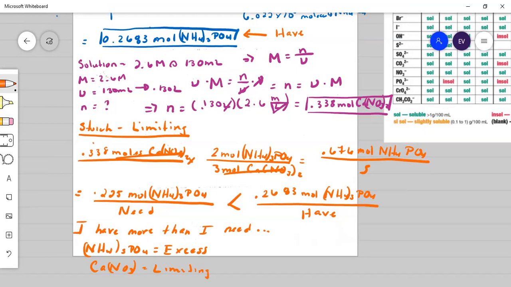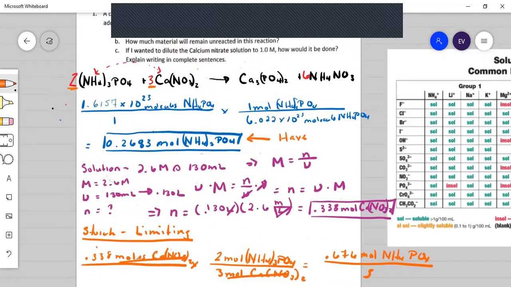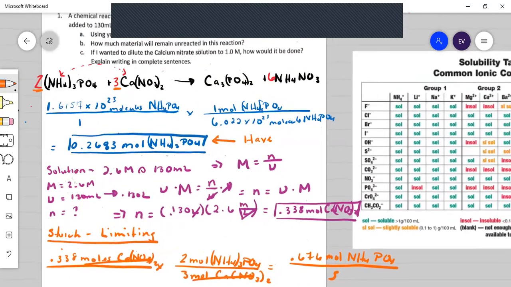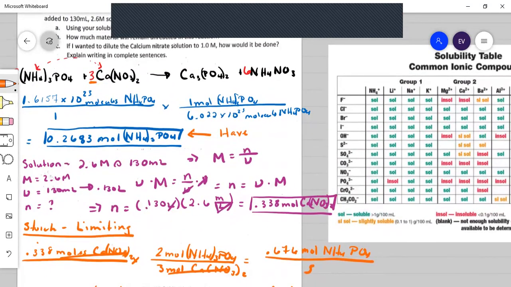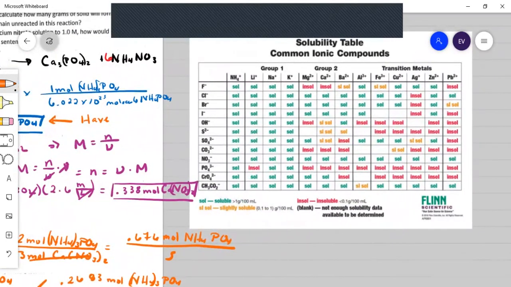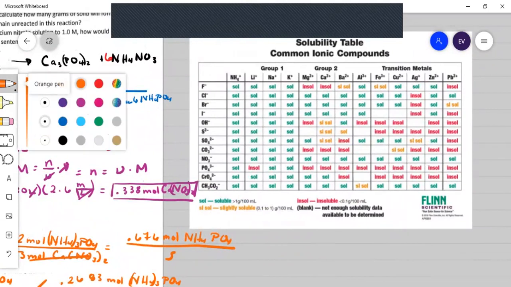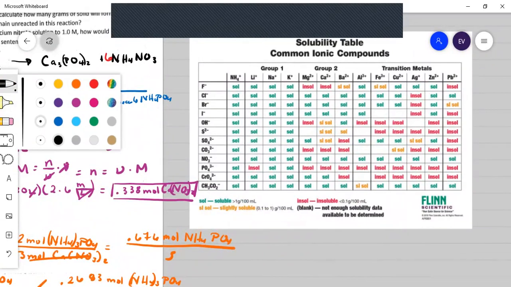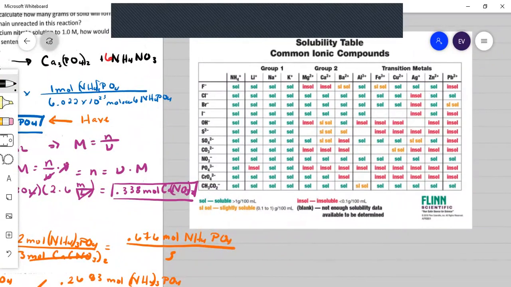Okay, that's going to be my limiting. All right, so now we can begin to calculate how much of the solid is going to form. But how do you determine which one is solid? Okay, this is where the solubility chart comes into play. Your solubility chart is how you determine whether something is going to stay in solution or whether it is going to become a solid. So you have to check both of these, okay?